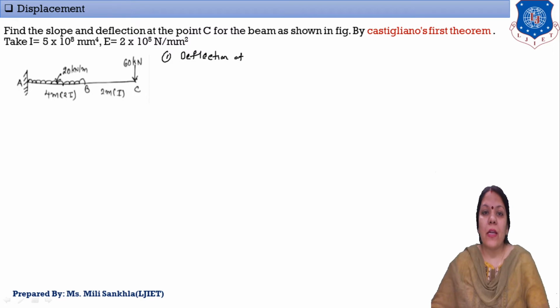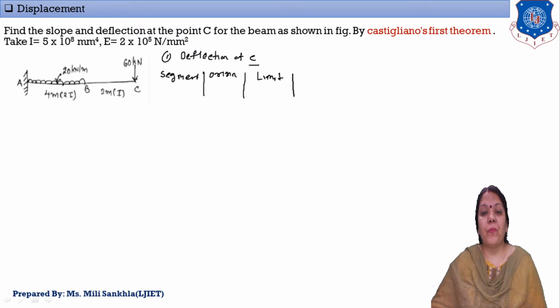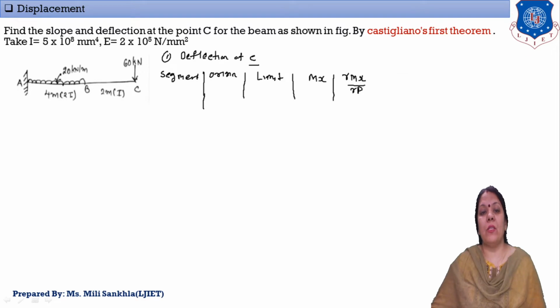Deflection at C. Now first of all we make a table here. First write down the segment, then the origin point, third the limit, fourth the equation of moment, and del Mx by del P. Okay, here we make this table first, then we apply the equation of deflection for Castigliano's theorem 1.